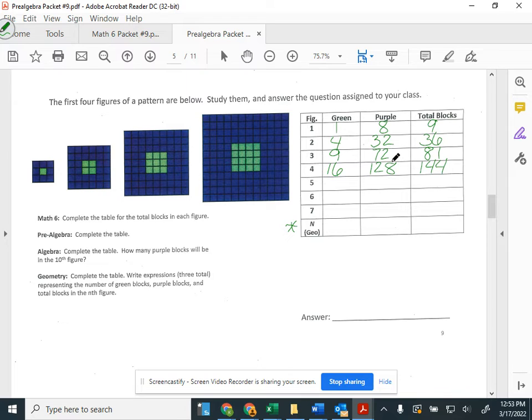Okay. So that's my challenge, to find the rule for each of them. Because once you figure out the pattern with the perfect squares, filling in the table is pretty easy. Grow your brain. Try to do it better.